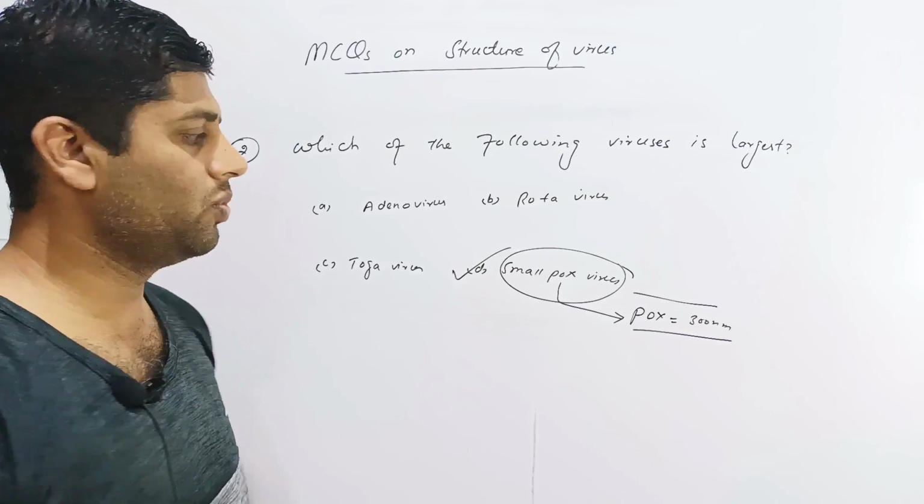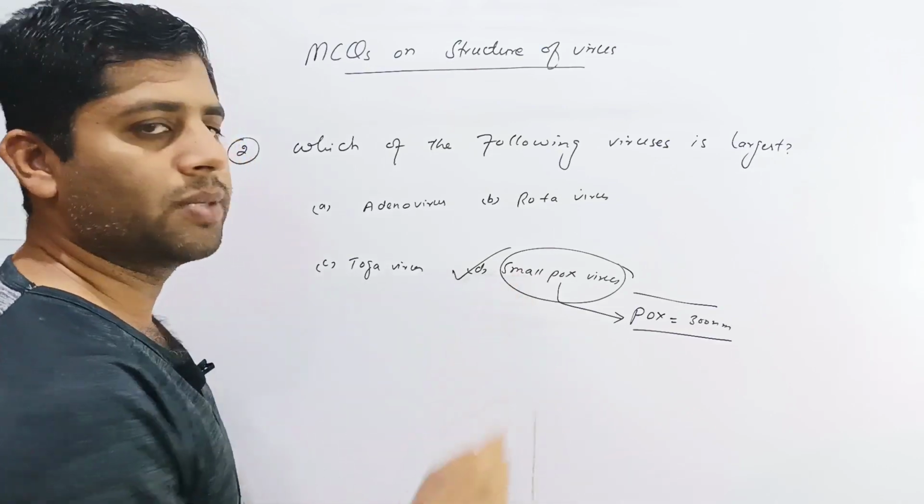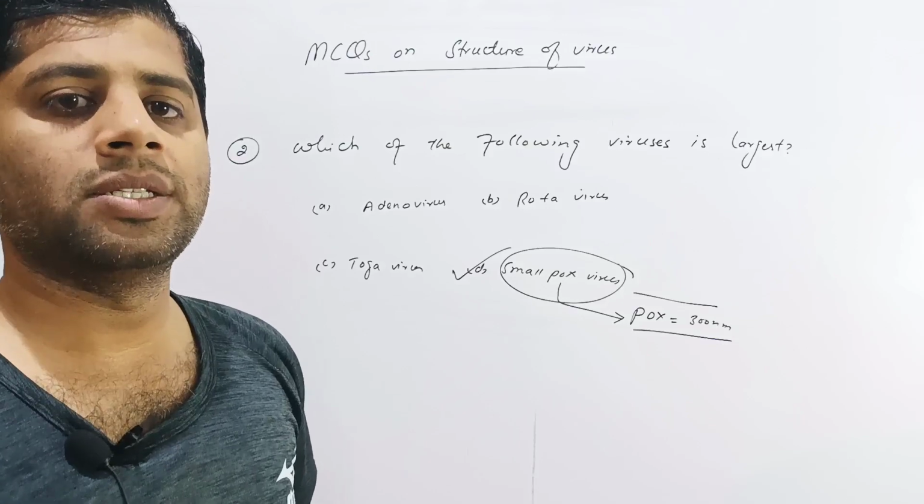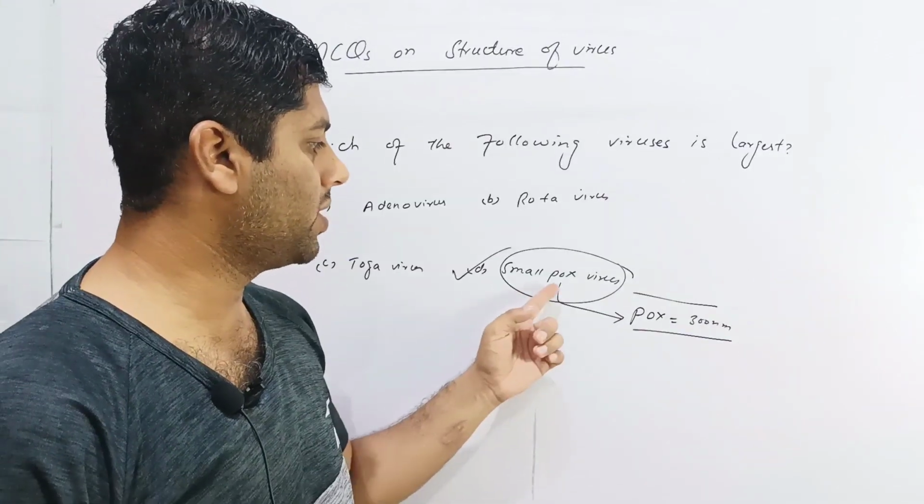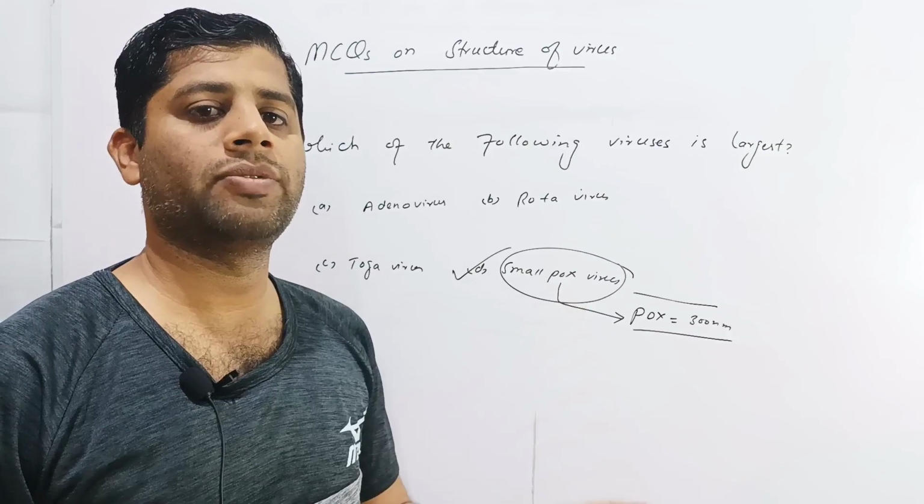You should not be confused by its name of smallpox. It produces small skin lesions, therefore this is called smallpox virus. Otherwise, this is a pox virus, the largest of the viruses.